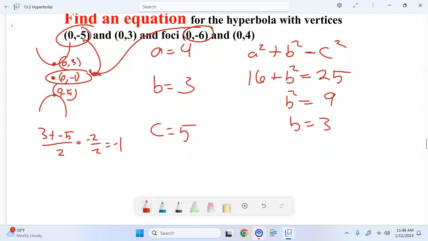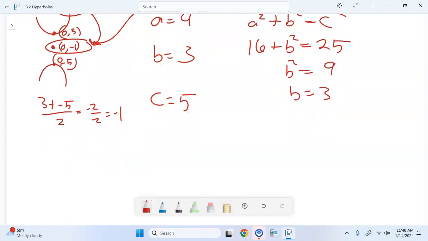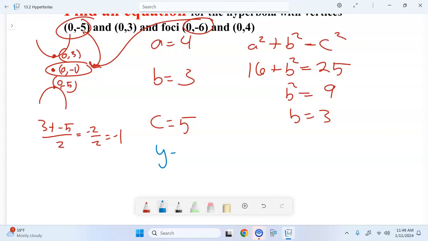All right, what variable is going to be first in our formula? X or Y? What's K? Well, it was -1, but the formula is minus, so it changed the sign. What's A? A squared is 16. What's H? 0, so we don't need it. X squared over, what's B? B squared is 9 equals 1.